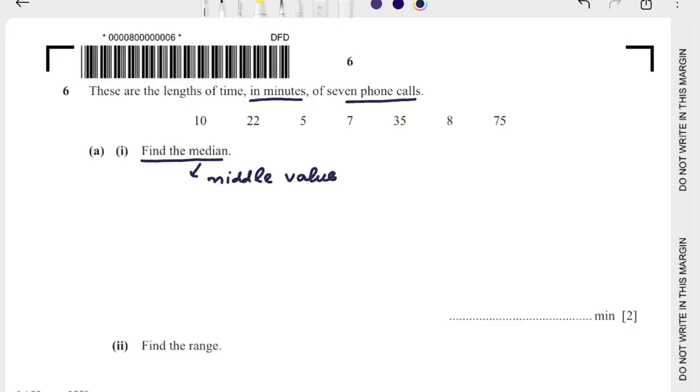So the smallest value would be 5, then 7, then 8, and then afterwards 10, then 22, then 35, and then 75. So the total values must be 7. Let us count. 1, 2, 3, 4, 5, 6, 7.